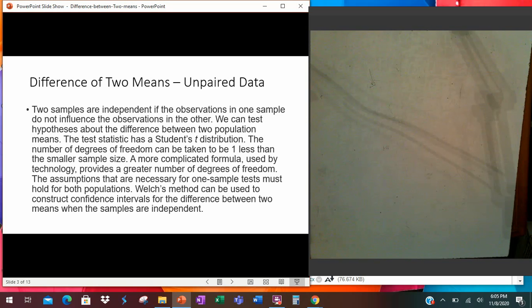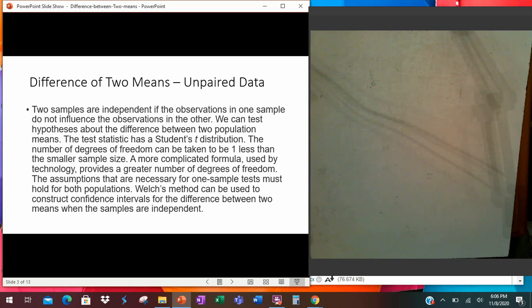So for the difference of two means, I want to know if the mean height between two different groups are different. Okay, it's kind of an example. So two samples are independent if the observations in one sample do not influence the observations in the other. We can test hypotheses about the difference between two population means. That test statistic, what we're going to use to test against if we're doing hypothesis testing, has a student's t-distribution.